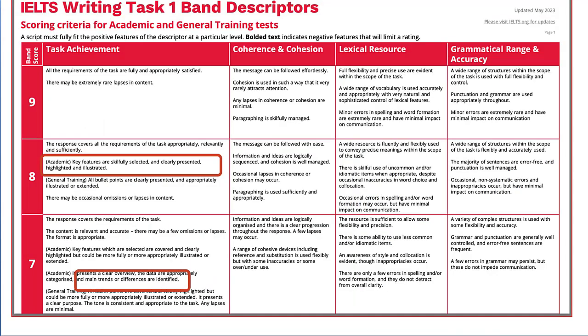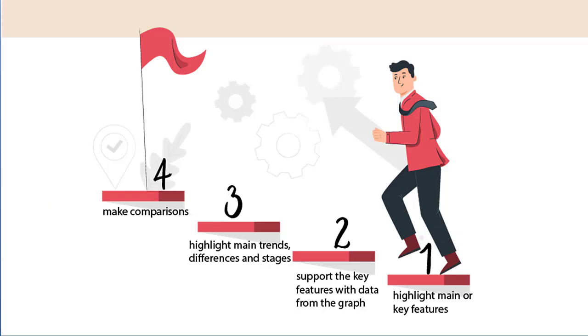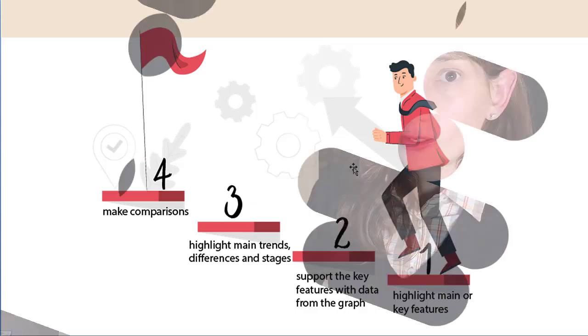Going back to the band descriptors, they give us more details. Here, Band 8 task achievement: key features should be presented and illustrated or extended. Then 7. Main trends and differences should be identified. So once again, what you need to do is to identify and highlight main or key features, support them with the data from the graph, highlight main trends, differences, and stages, and make comparisons.